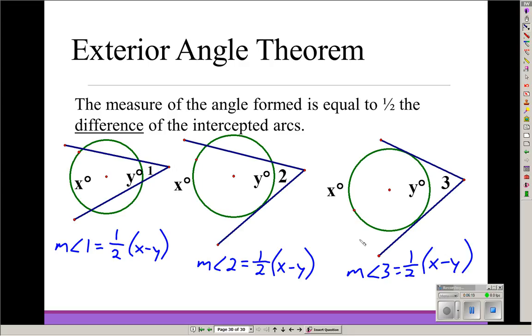Now keep in mind with these arc measures, we're dealing with a circle, and you might end up using the whole circle. There's 360 degrees in the whole circle, so be prepared for that.